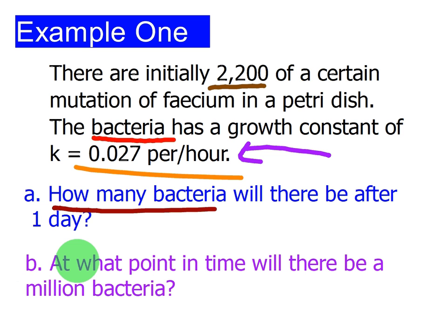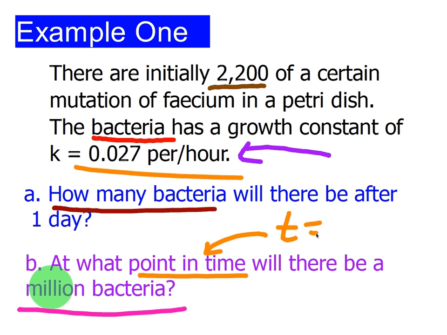We are now going to do part B of example 1. Again, the question says there are initially 2,200 of a certain mutation of Faecium in a petri dish. The bacteria has a growth constant of K equals 0.027. We're now going to answer part B, which asks at what point in time there'll be a million bacteria. At what point in time means that we need to solve for a particular t-value. We are given that there will be a million bacteria, so that will give us our population of bacteria.